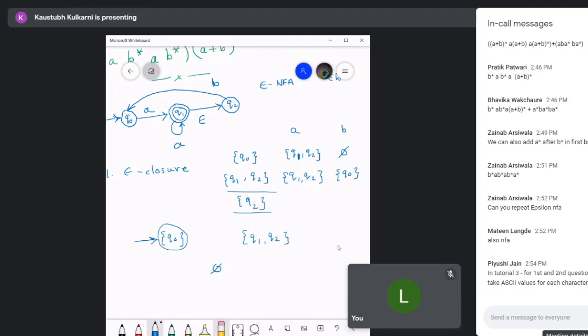Q0 is the start state. On A, it moves to Q1, Q2, which you will have to enclose in a circle to indicate a state. On B, it will go to the dead state. For Q1, Q2, on A there will be a self loop, and on B it will move back to Q0. When it reaches a dead state, whatever the further inputs are, it remains in the dead state. So this is the equivalent DFA. Okay, this example is clear.